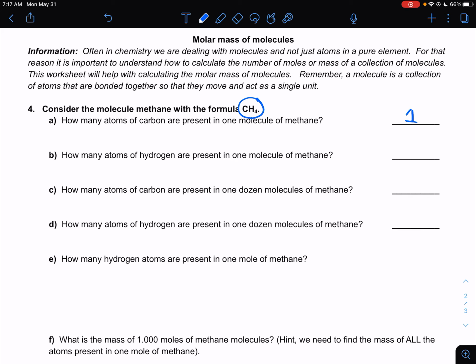So how many atoms of carbon are present? There's one atom of carbon. How many atoms of hydrogen? We see a subscript 4 next to the hydrogen. That means there's 4 different hydrogen atoms. So we have 4 different hydrogens.